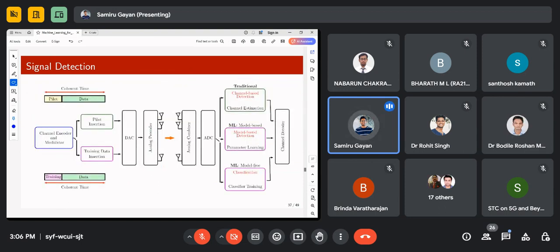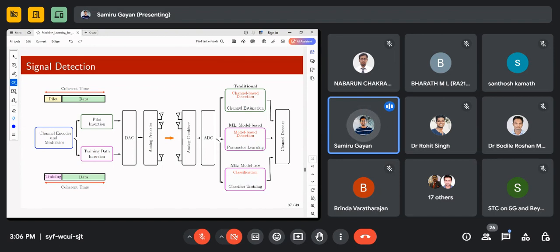Now, if we try to actually apply machine learning into a communication setup, we can think of a framework. This is from one of the papers. I think I have listed down that paper as well. So this is a framework that we can use.